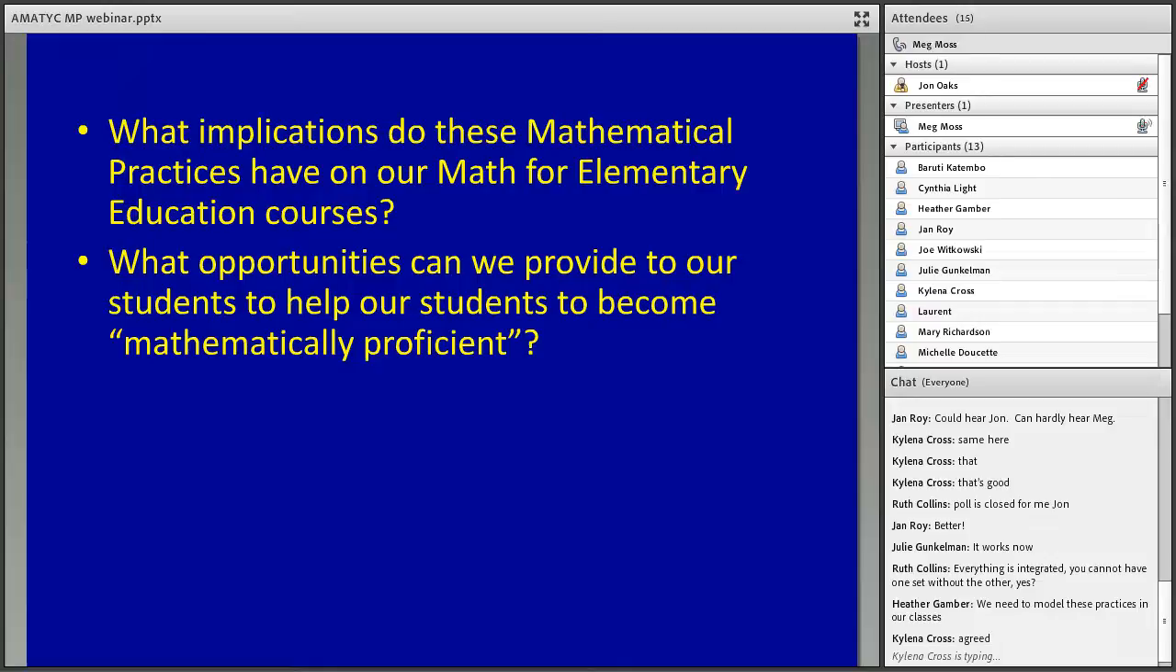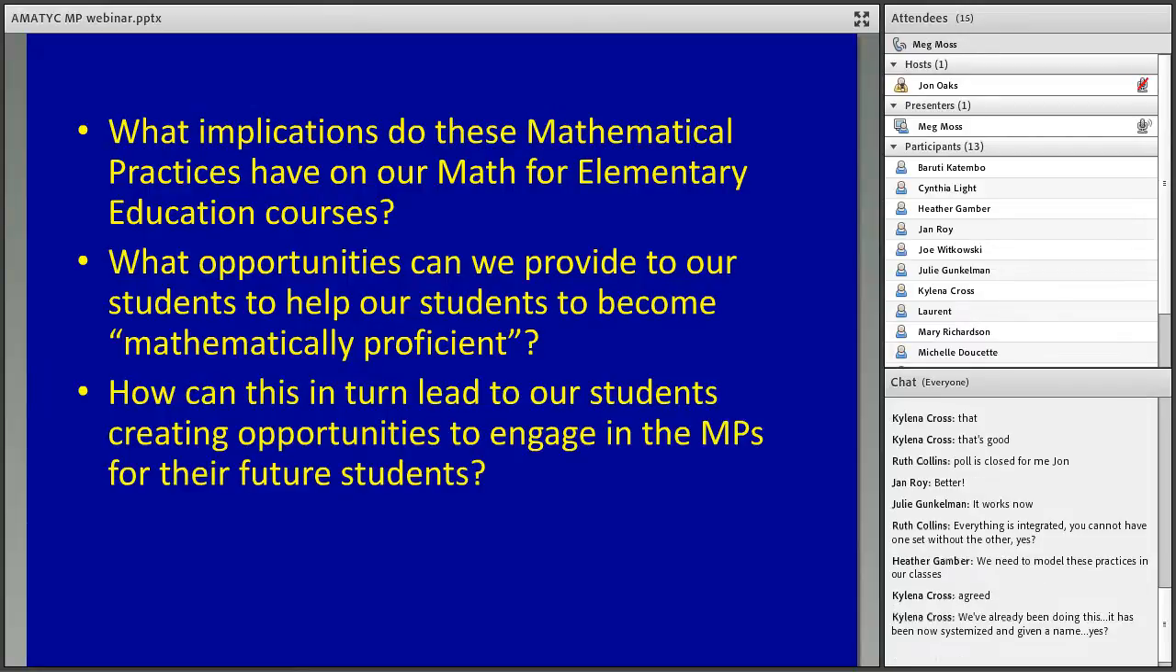And then something we're going to be talking about today, and I'm going to ask you to share your ideas, is what opportunities can we provide to our students to help them become mathematically proficient, to use the Common Core language? How can we help our students to be this type of mathematical thinker that the mathematical practices call for? That's what we're going to be sharing ideas about today. And then how can this in turn lead to our students creating opportunities to engage in MPs for their future students?